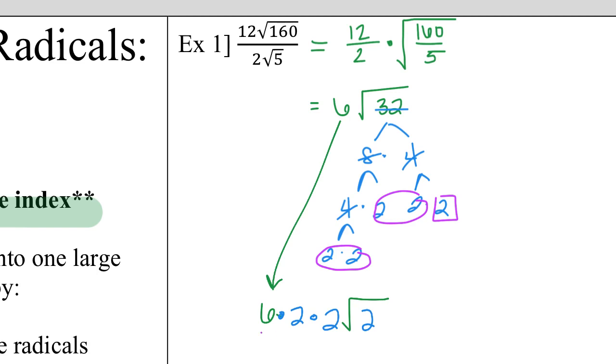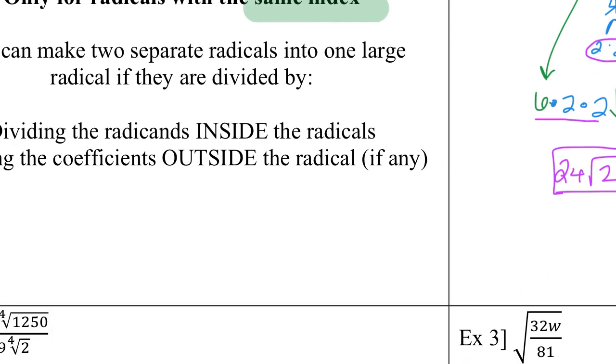So we have 6 times 2 times 2. 6 times 2 makes 12. 12 times 2 makes 24 times the square root of 2. That is using your division property to simplify a square root.